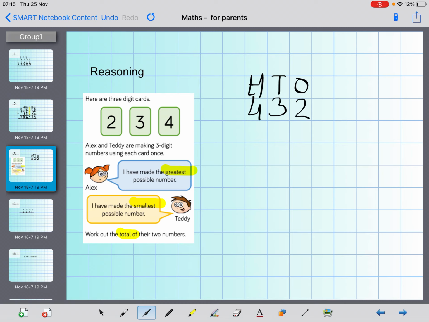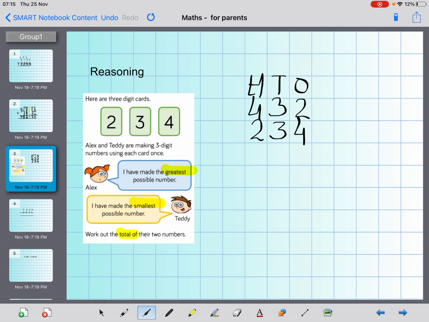I then need to move on to making the smallest possible number. I'm going to do the same thing, but this time in my biggest value, I'm going to have my smallest digit. So in my hundreds, I'm going to have 2. In my tens, my next smallest is 3. And in my ones, I'm going to have my biggest, so that each of these digits has a much smaller value than they did in the first question.